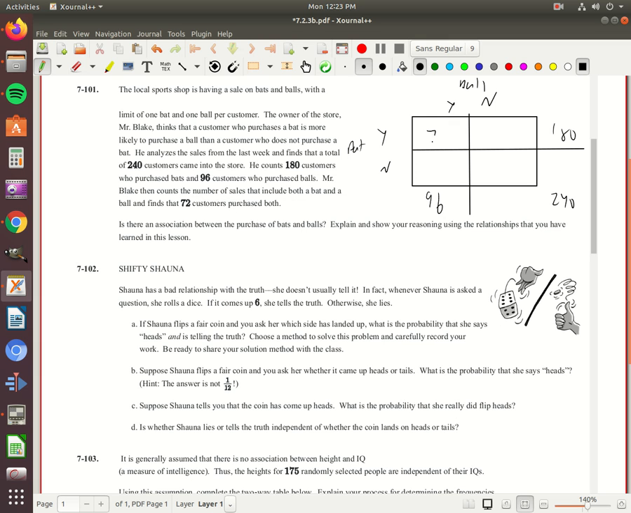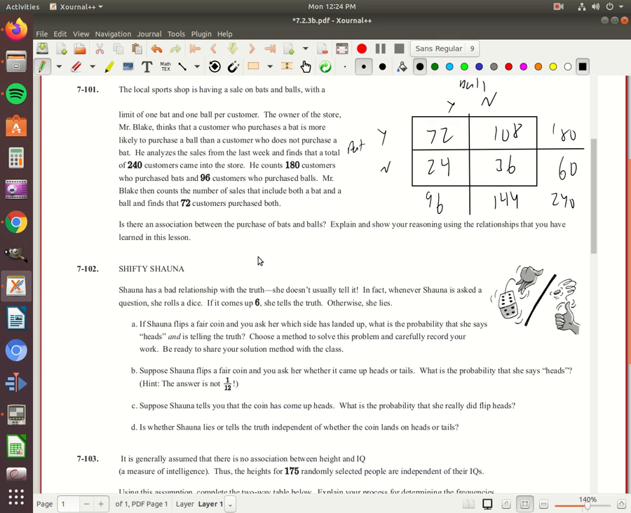72 bought both. So there we go. So this must be 60. This must be 24. This must be 108. This must be 36. This must be 144. Again, add them up this way. That seems to make sense. Add them up this way. That seems to make sense. So I think we're good.